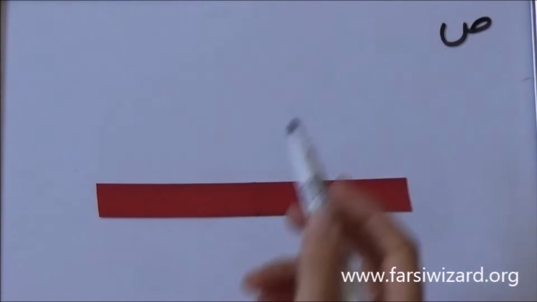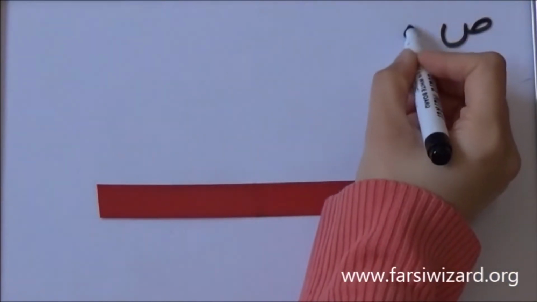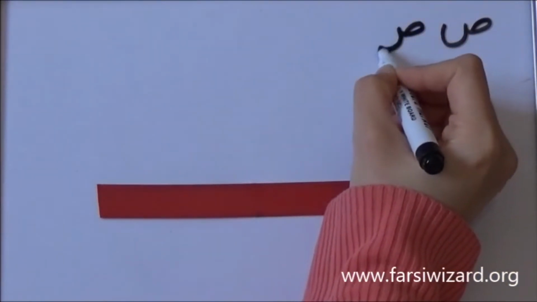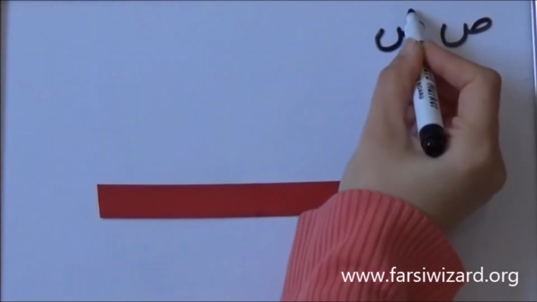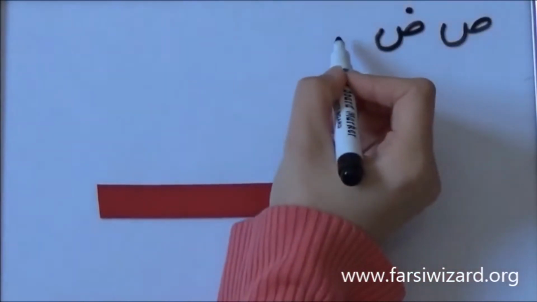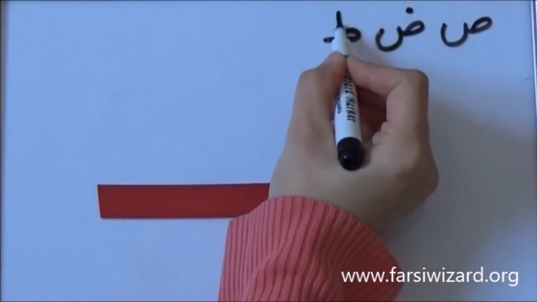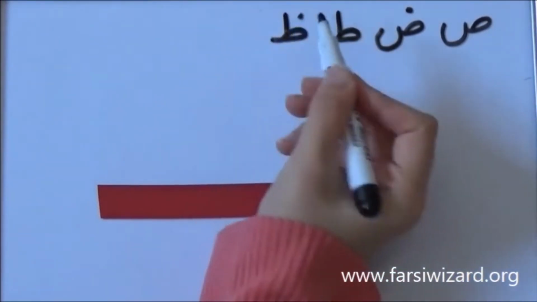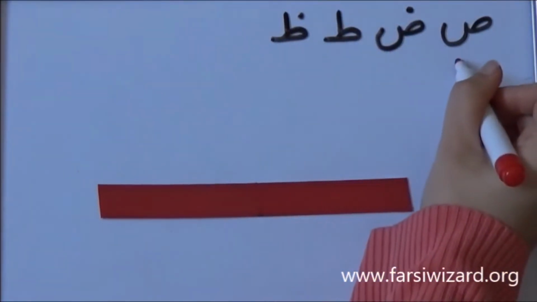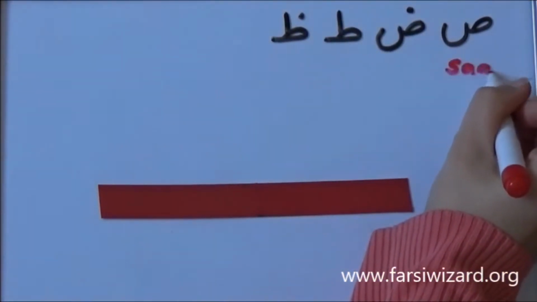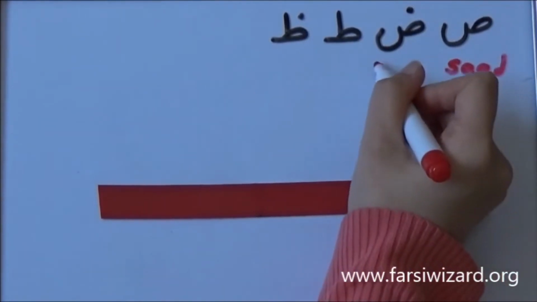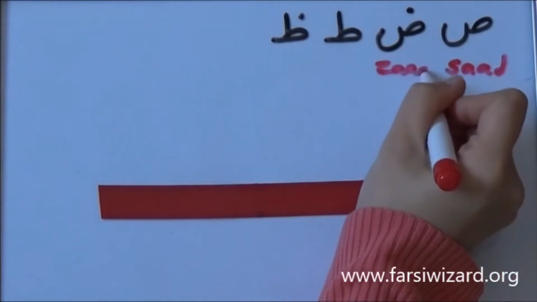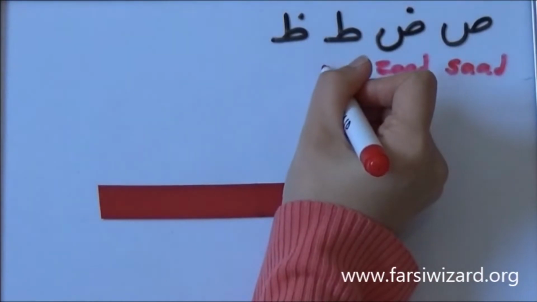Today we are going to learn 4 more letters of the Persian alphabet. Now, you're going to see that these letters look a little bit different from whatever we have learned so far, but don't worry. I'm here to teach you how to write and how to read them. Okay, the first letter is Sad, as you can see. The second one is Zad. The third one is Ta. And the last one is Za.